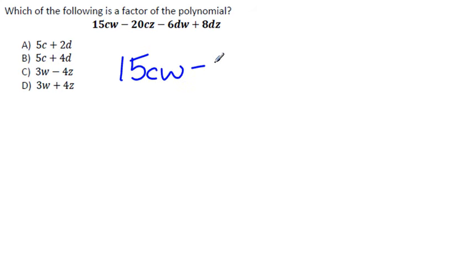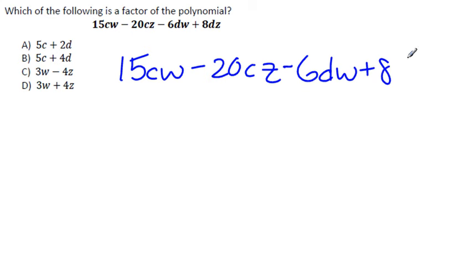15CW minus 20CZ minus 6DW plus 8DZ. Okay, so we're going to group factor whenever we see four terms. So I'm going to put the first two guys in a group. I'm going to put the last two guys in a group.